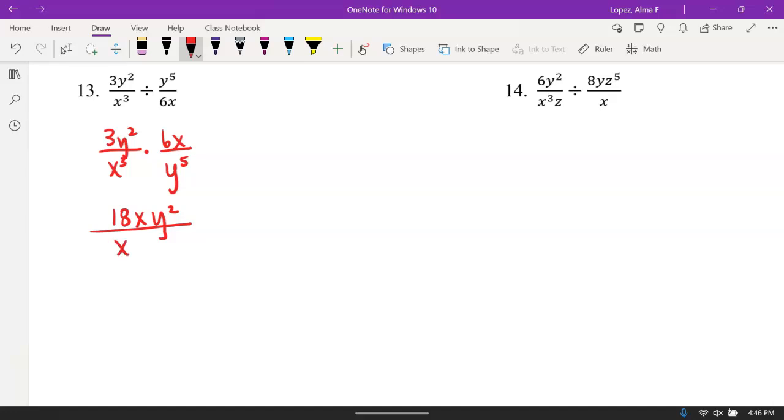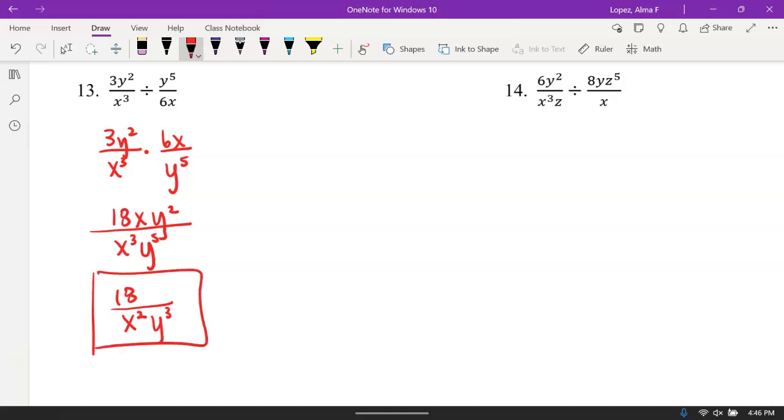In the bottom, I've got an x to the third and a y to the fifth. And now I'm able to reduce. The 18 doesn't reduce. The x's do, however. And I've got 1 on the top, 3 on the bottom, which means I'm going to have 2 left on the bottom. The y's also reduce. The 2 on the top will reduce with 2 on the bottom, which will leave me with a y to the third on the bottom.